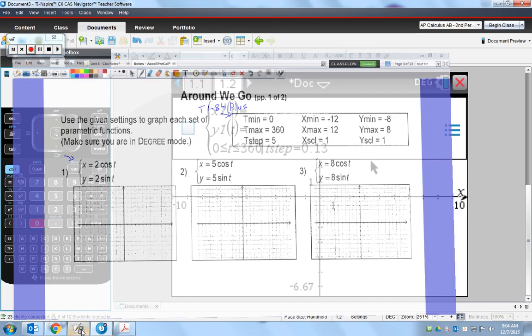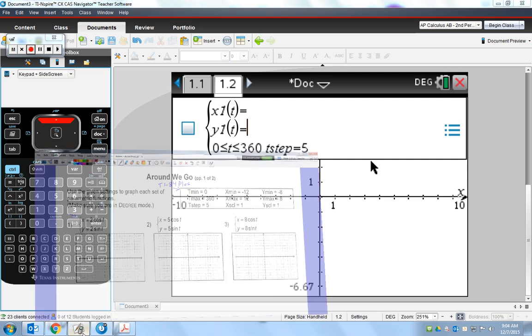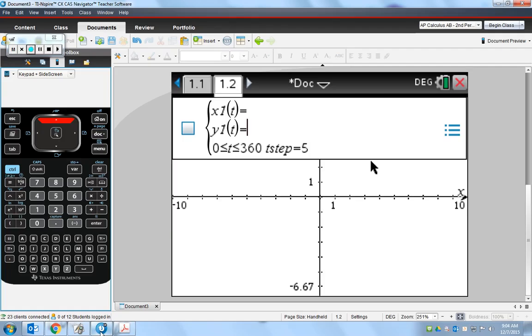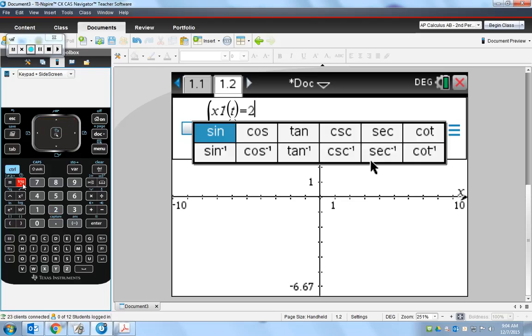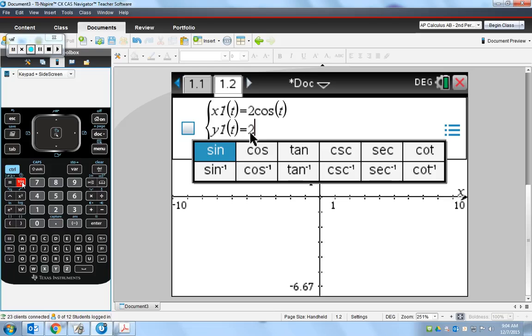Okay, so we'll go down. We'll make a T-step of 5. The smaller the number, the more exact the picture will look, or the smaller the step, because it's taking data from smaller incremental steps. So 2 cosine of t is the x parametric equation, 2 times the cosine of t, and then 2 times the sine of t is the other one.